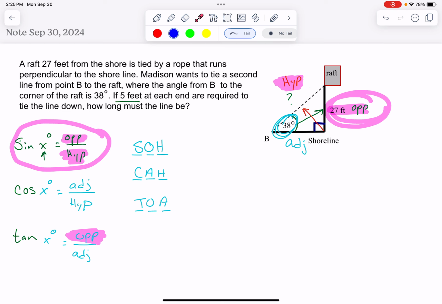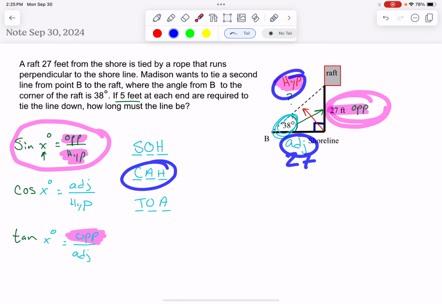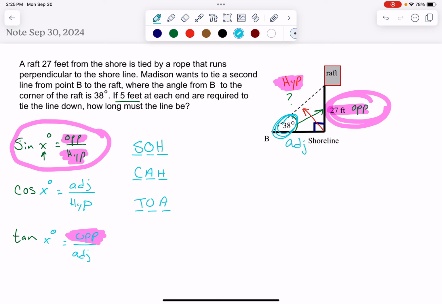So since I knew the opposite side of that 38 degrees, and I want to find the hypotenuse, we're going to use the sine. If I was given the adjacent side, then we'd use cosine. If the 27 feet was down here instead, well, that's the adjacent over hypotenuse. We use the cosine. So that's how you kind of figure out which one of those three you use.